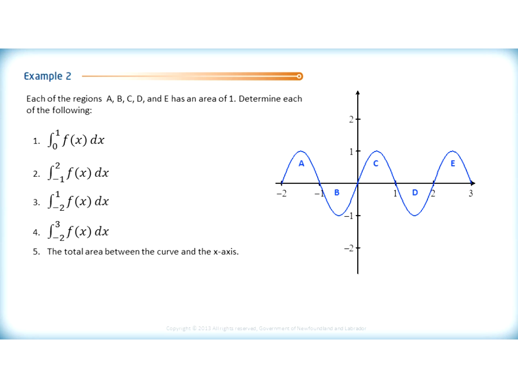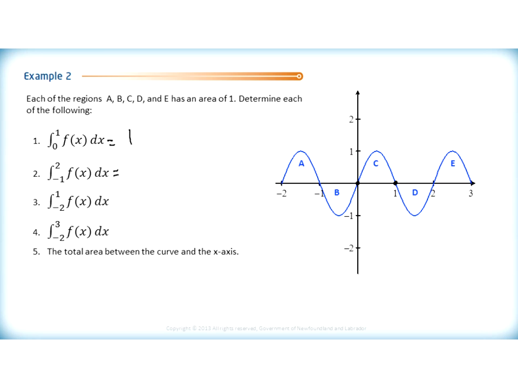So what's the integral from 0 up to 1 of f of x? Okay, so let's see if we can figure that out. The integral from 0 to 1 of f of x is the region C. And remember, the integral will take account for the signed areas, but this one's positive anyway, so it's just going to be 1. Well, that wasn't much fun. Let's do the next one.